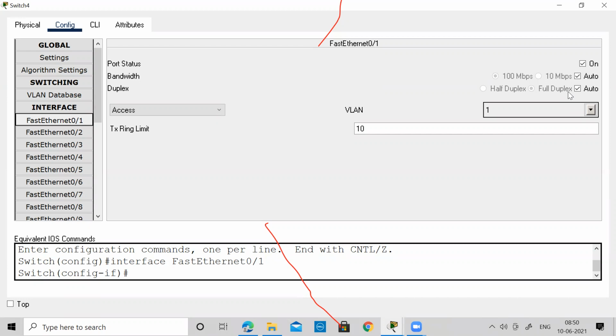So bandwidth and duplex are all common settings which are required to be set up so that the communication can happen properly. Because if everything you configure, everything you have done, you have configured everything.